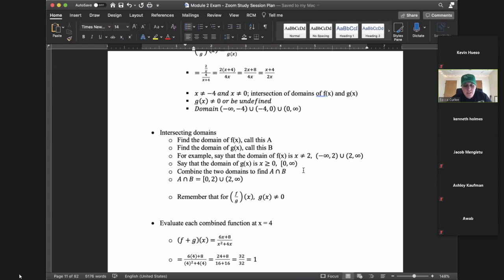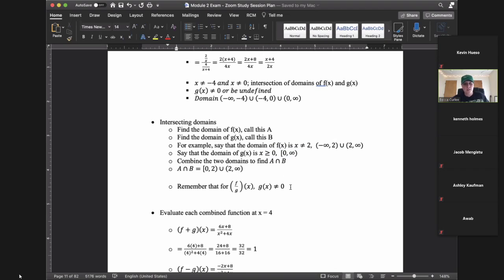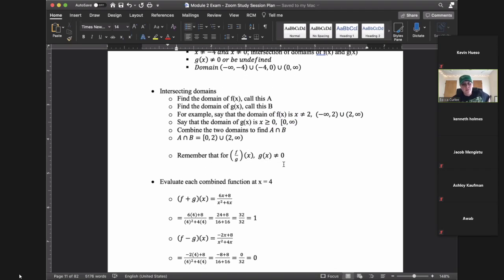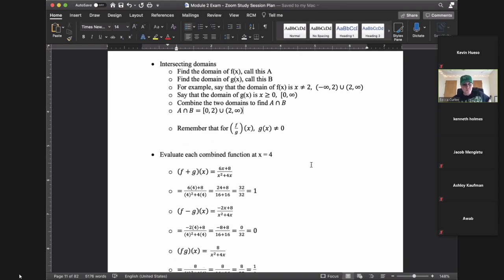The domain of g of x is greater than or equal to 0. So we've got a bracket here and 0, comma infinity. So you combine those two domains to find A intersect B. We're just combining this domain here with this domain here, and that gives us 0, comma 2, union 2, comma infinity. So just remember that for f over g of x, g cannot equal 0.